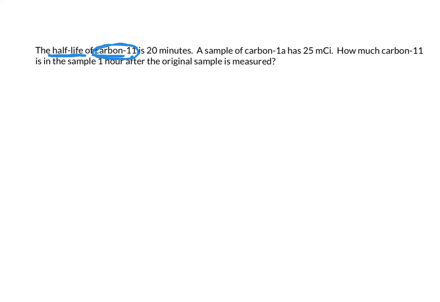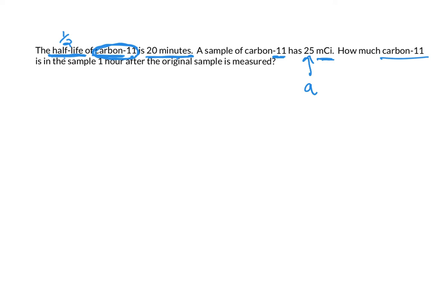So the half-life of carbon-11 is 20 minutes. It means the substance cuts in half every 20 minutes. So a sample of carbon-11 has 25 MCI. So 25, that's our starting amount, and this is a unit of measurement. So how much of this carbon-11 is in the sample 1 hour after the original sample is measured?